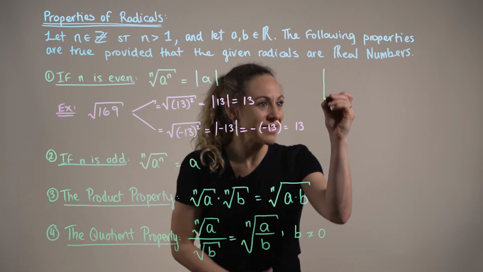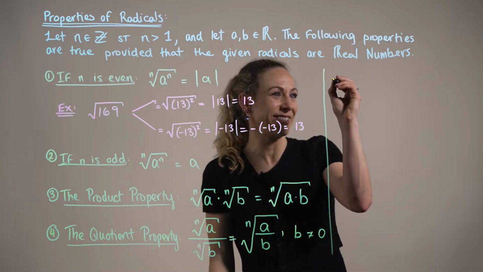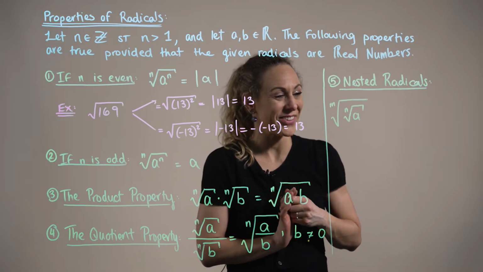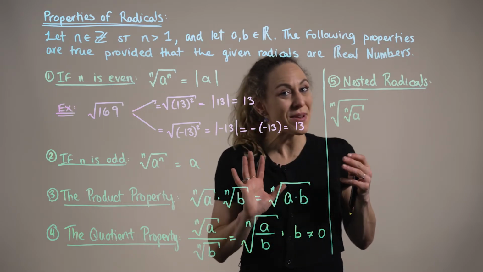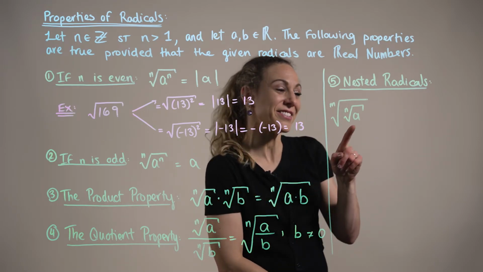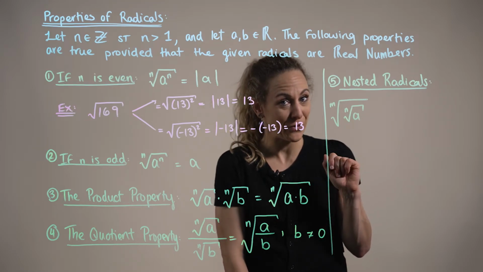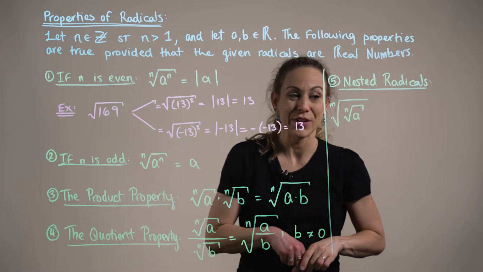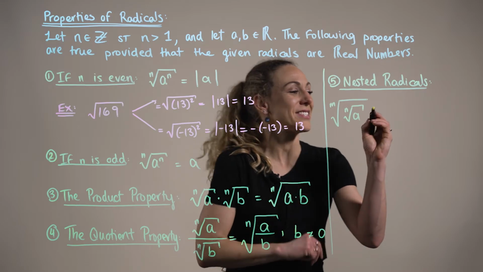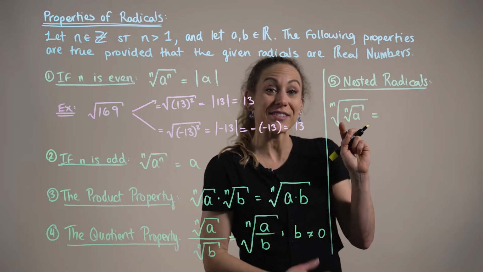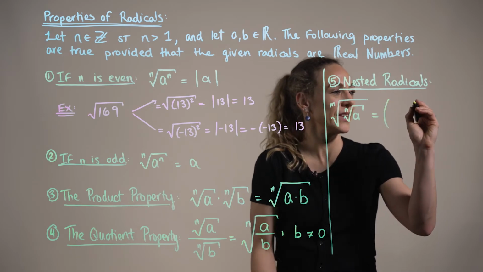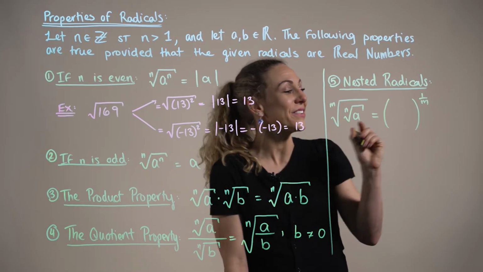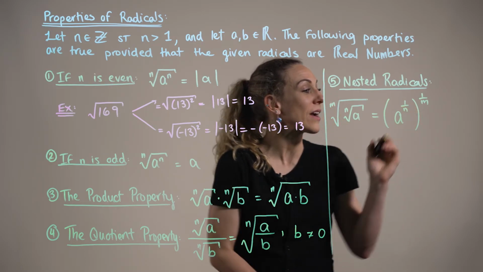And last but not least, property 5. Now property 5 is called the nested property for radicals. And again, this is actually reminiscent of the properties of exponents with integers. So here we have the nth root of the mth root of a. So in order to make this a little bit easier to simplify, I'm going to actually rewrite these radicals in their exponent form. So we can rewrite the mth root as 1 over m on the outside, and then the nth root of a on the inside as a to the 1 over n.